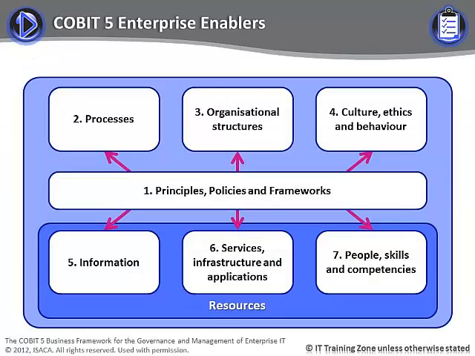The diagram on your screen shows the 7 categories of enablers defined in COBIT. At the center are principles, policies, and frameworks. These translate the purpose and core values of the enterprise into practical guidance. For example, they might define how the enterprise expects decisions and trade-offs to be managed. This enabler provides overall direction and guidance for each of the others. A key thing to understand is that these enablers are not independent of one another.